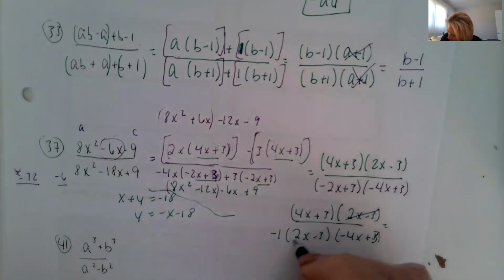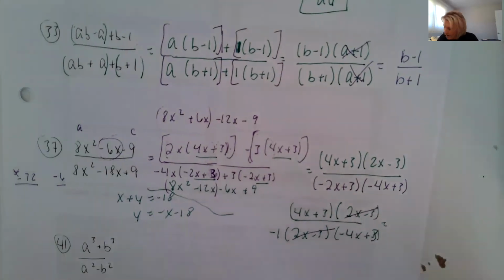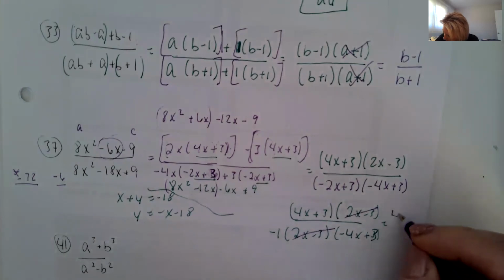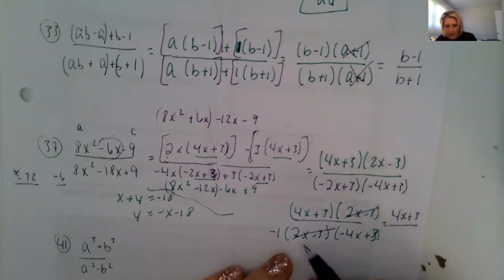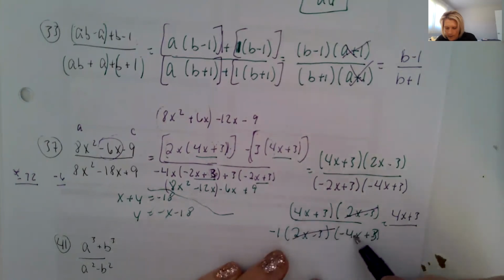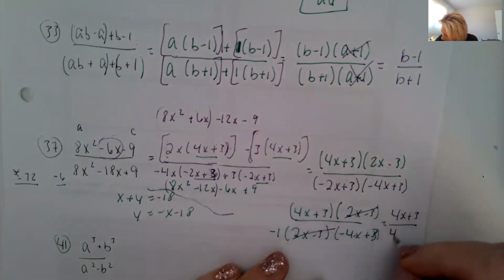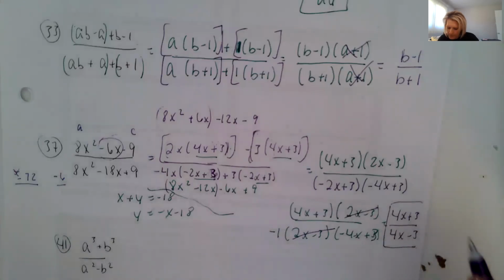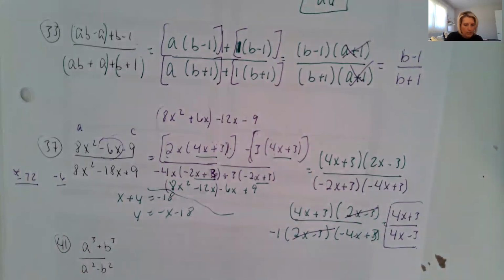Okay, and so those cancel. And we're left with a 4x plus 3 in the numerator. And then you could multiply these through. This would be a negative 1 times this negative 4x. So it'll be 4x minus 3. That was a tricky one.